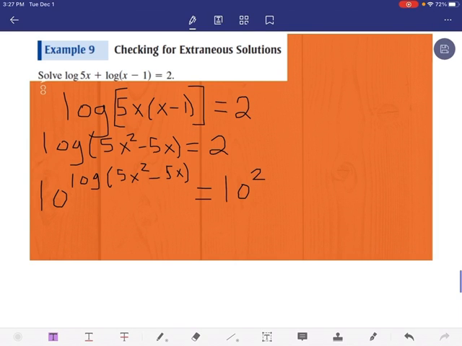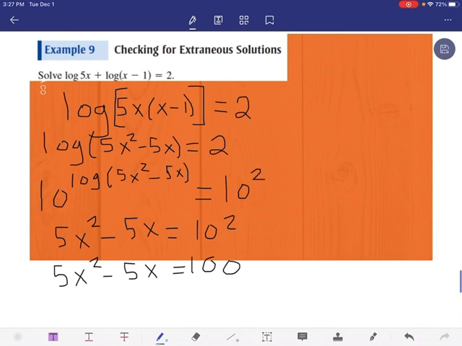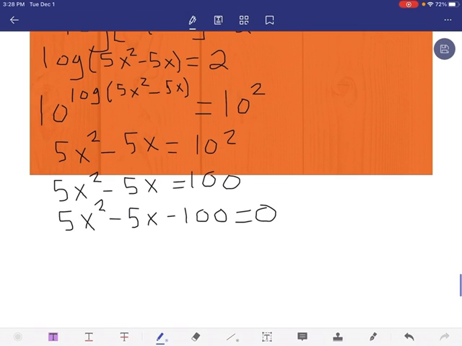So we're going to get 5x squared minus 5x equals 10 squared, which reduces to 100. I'm going to go ahead and move the 100 over by subtraction. And I notice that everything can be divided by 5. So I'm going to go ahead and do that, because now when we factor it, it makes it a little bit easier.